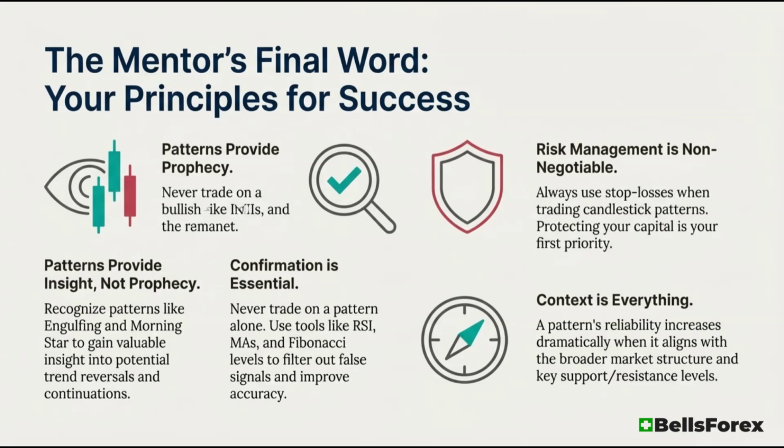into potential market shifts. They basically translate market sentiment into geometry. Number 2, confirmation is king. You should always combine these patterns with tools like moving averages, Fibonacci, or RSI to drastically improve accuracy and filter out the noise. Number 3, risk management. It has to be integrated into the pattern. Using stop losses placed strategically just outside the formation is simply non-negotiable to protect your capital.